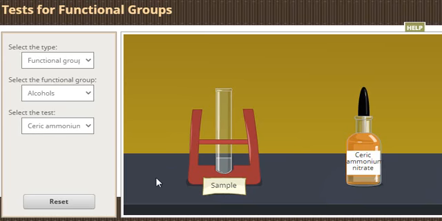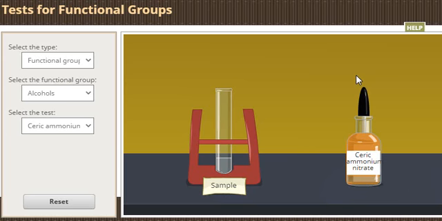Now we have a sample and we have a reagent bottle in which we kept the ceric ammonium nitrate. First of all I will let you know the formula for the ceric ammonium nitrate, that is (NH4)2Ce(NO3)6, and the color of the ceric ammonium nitrate is yellow.